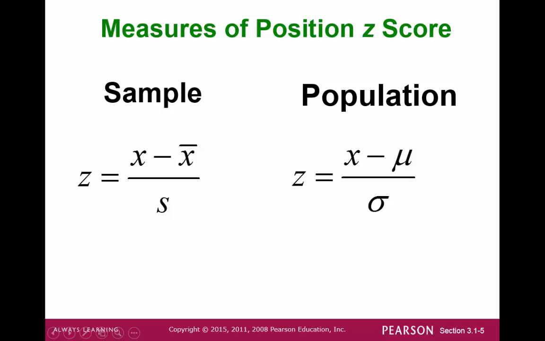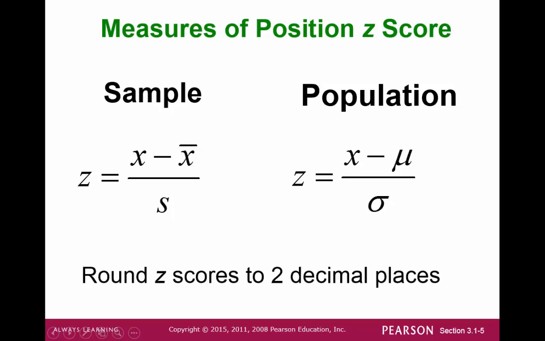Here are the formulas, one for the sample and one for the population. X bar or mu is the mean, sigma or s is the standard deviation. X is a value that you want to find. Then the result, z, is your z-score. So in order to use these formulas, you need the mean and the standard deviation for the dataset.